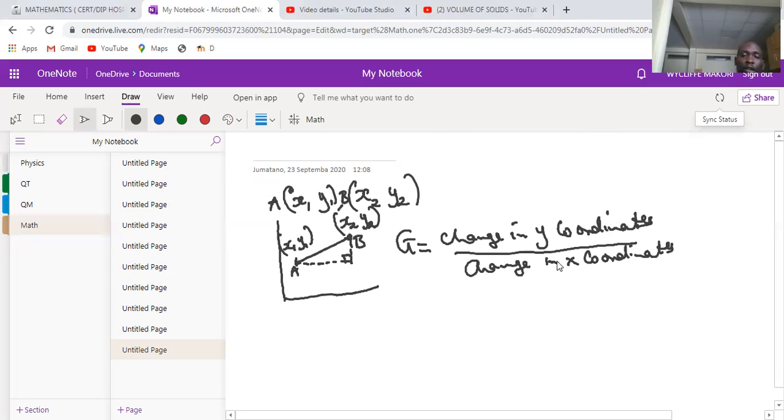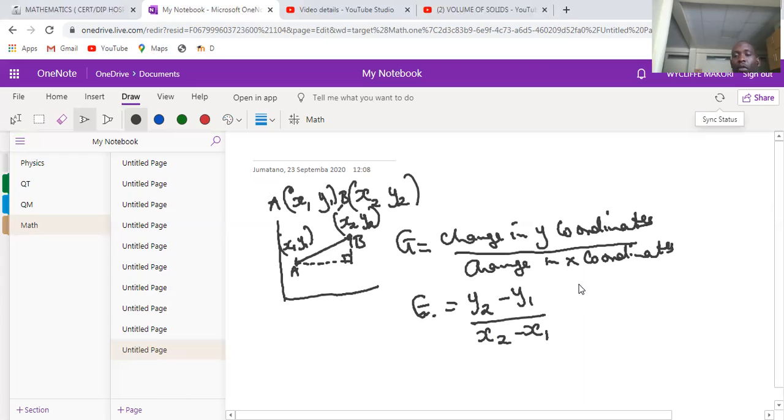When we say change here, we mean we subtract the y coordinates. In this case, the y coordinates are y1 and y2. So it is going to be y2 minus y1 over x2 minus x1. So change in y simply means we subtract these y coordinates, and change in x means we subtract the x coordinates, so that we can get our gradient.